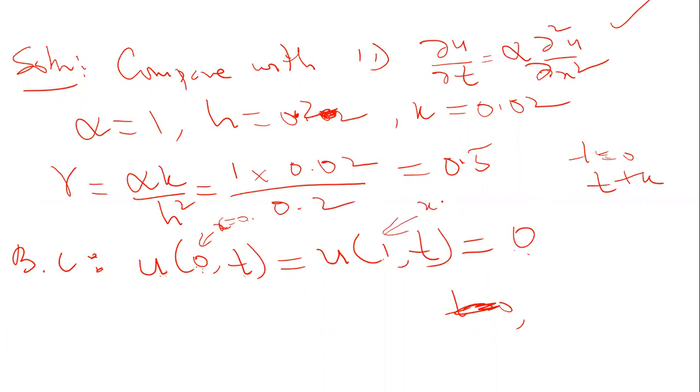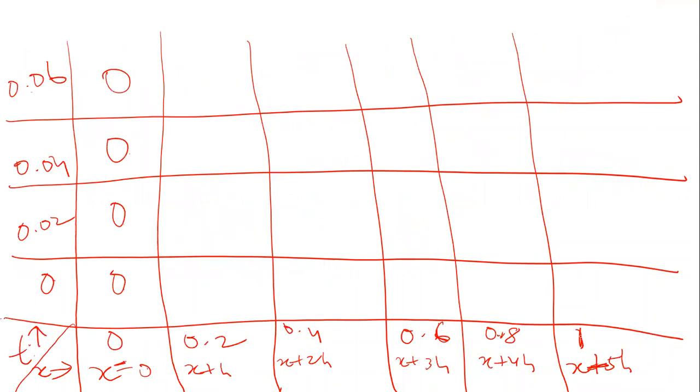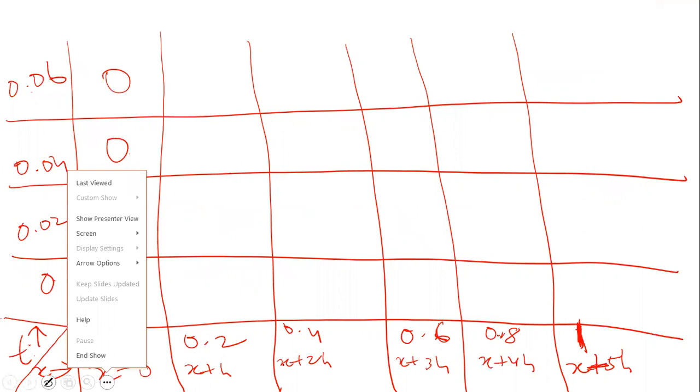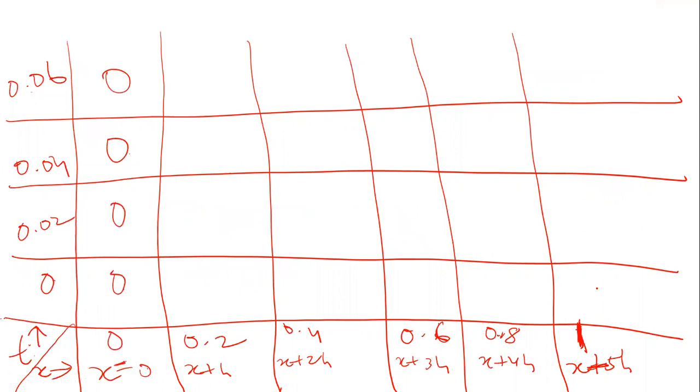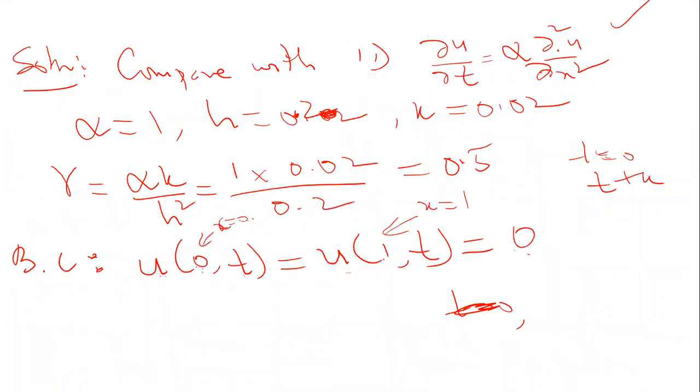And at x equal to 1, for all values of t, the u value is also 0. See, x equal to 1 for any value of t, the u value is 0. So what does it mean? Here the initial value of x is 0, so 0 plus h, 0 plus 2h, 0 plus 3h, like that. So at x equal to 1, the u value is 0 for all values of t. That is the boundary condition with respect to x.